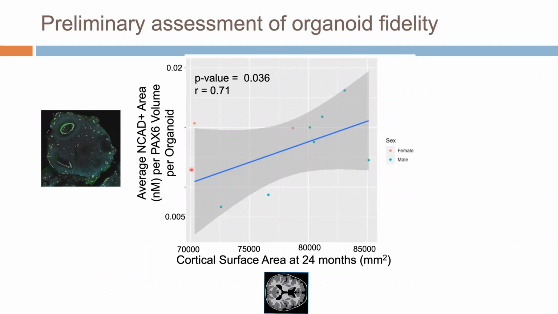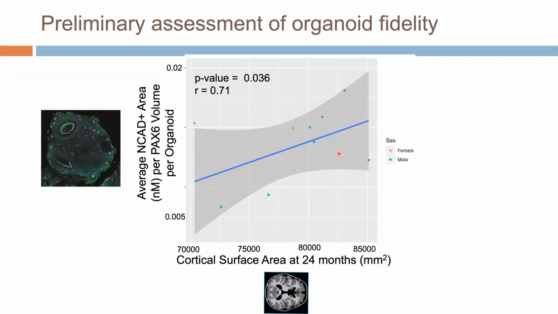We do have some preliminary data showing that we can correlate the size of the progenitor-like zone in vitro with the overall cortical surface area in vivo. So in a small sample size of only 9 donors right now, who had MRI at 24 months of age, where the organoids were generated from iPSCs of that individual, we find a relationship between the size of the germinal-like zone in the organoid and the actual size of the in vivo cortex. You can see that relationship here.